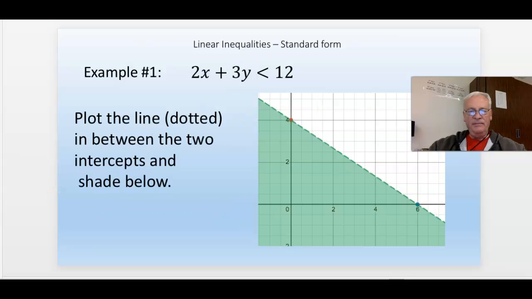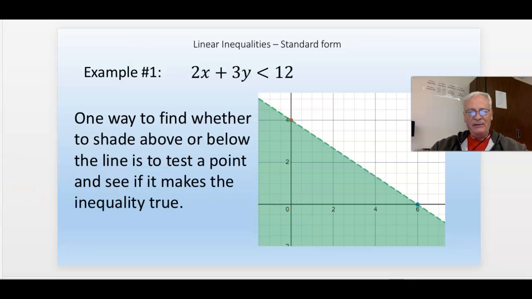Then you can shade. Again, this line is dotted because it just says less than. It doesn't say less than or equal to. There's no line underneath the inequality sign. Okay? And this one is shaded below. Now, how do we know that? Guys, we can test the 0, 0 point.